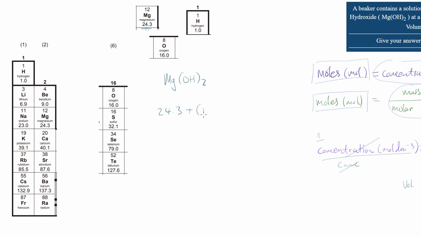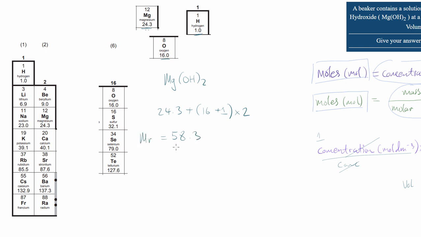And then we're going to add this to the OH, which is 16. I'm just going to put this in brackets, so 16 plus 1 from the hydrogen, so plus 1, and that's going to have to be multiplied by 2, right, because it's OH2. So when we work that out, the number you should come up with from your calculator is 58.3, okay, so equals 58.3.